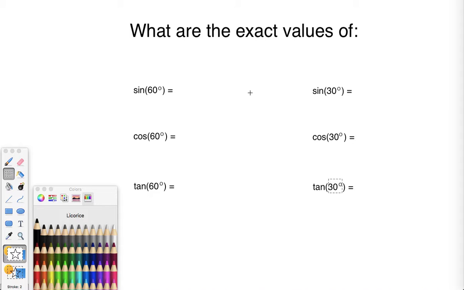So today, in our video, we're going to show how you find the exact values for sine, cosine, and tangent of 60 degrees, and sine, cosine, and tangent for 30 degrees.